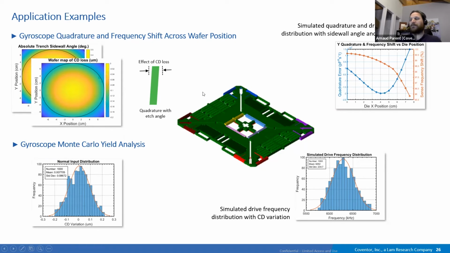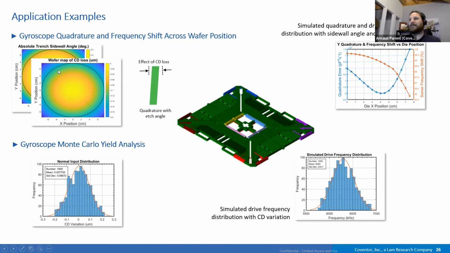Quadrature is the spurious parasitic signal you might have on the sense electrode, even when there is no rotation applied to the device. So it's an artifact you don't want.